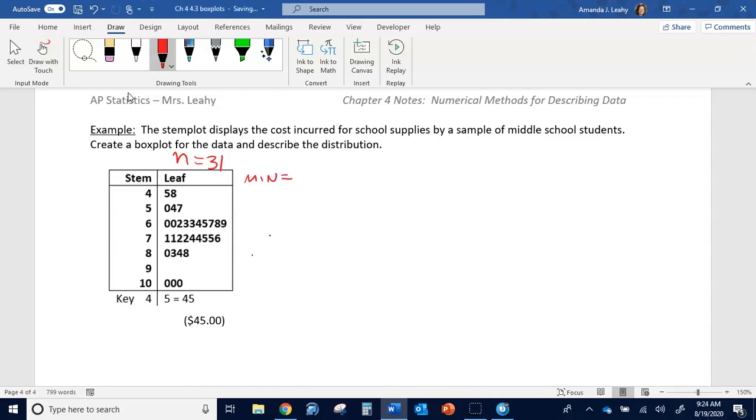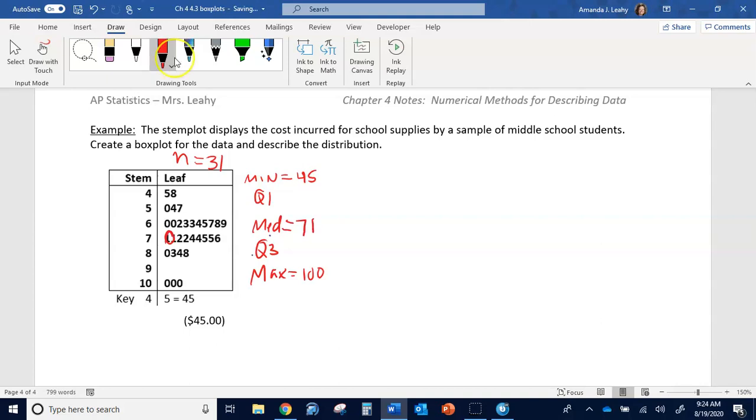Looks like the minimum value, and the leaves are in order, thank goodness, is $45. I need to find quartile 1, the median, quartile 3, and the maximum. All right, the maximum value is going to be $100. The median is going to be that 16th number. 1, 2, 3, 4, 5, 6, 7, 8, 9, 10, 11, 12, 13, 14, 15, 16. All right, so 71 is my median.